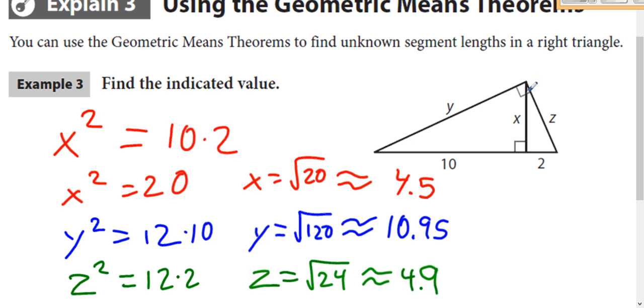When it's the length in the middle, it's the square root of the 2 pieces multiplied together. If it's one of the sides, you do the square root of the entire length times the side that's closest to it. So we did 12 times 10 to get y, and we did 12 times 2 to get z.